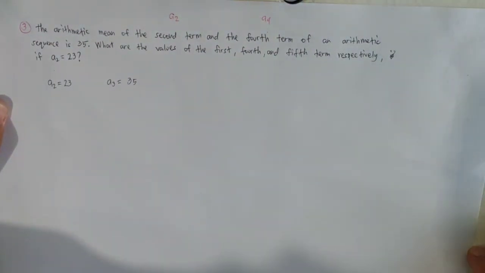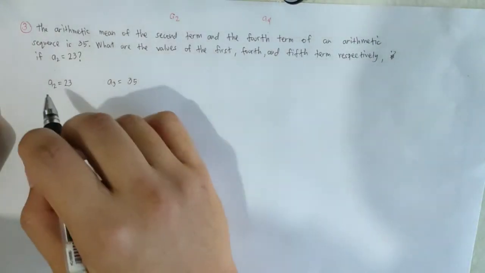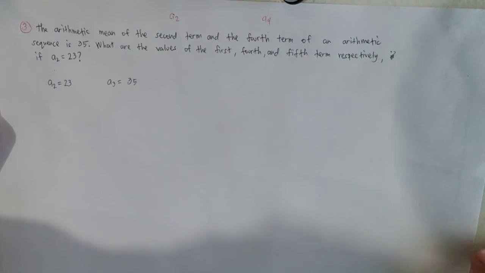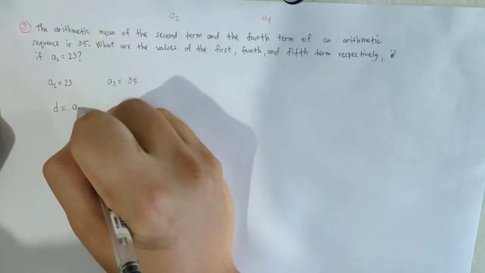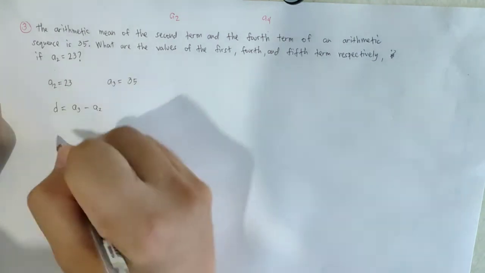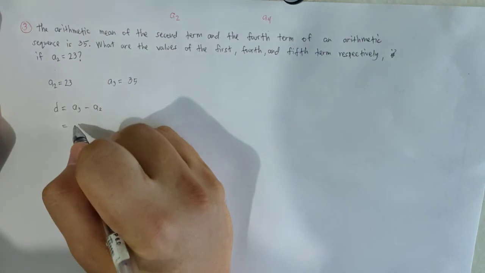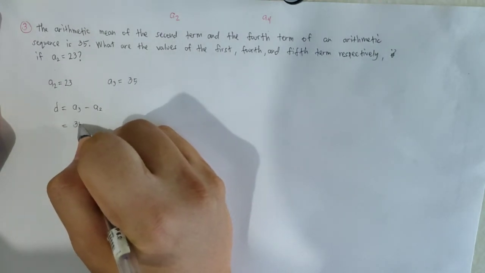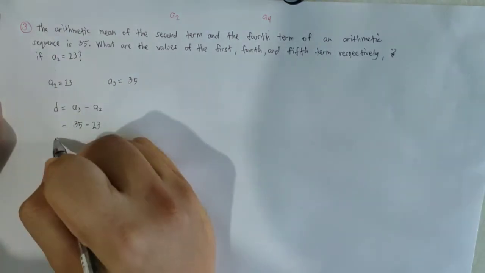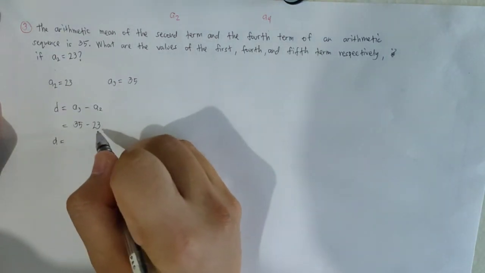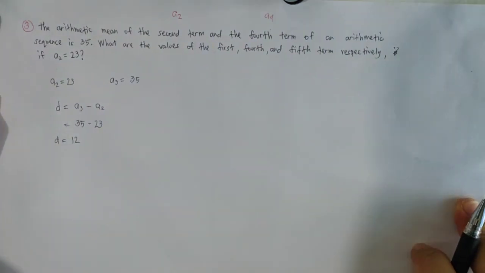Ang pinaka-una natin makukuha dyan is difference. Bakit difference? Kasi magkatabi itong dalawa. Pwede natin isubtract yan para makuha yung difference. So, to get the value of D, a sub 3 minus a sub 2 equals, ano ba yung a sub 3 natin? 35 minus a sub 2, 23. So, D is equal to 35 minus 23 is 12. So, now meron na tayong difference.